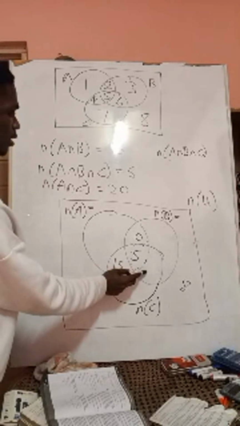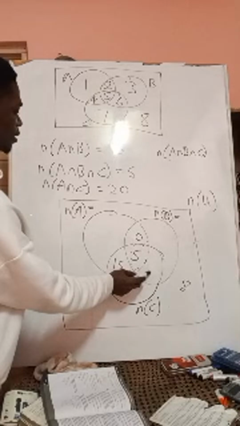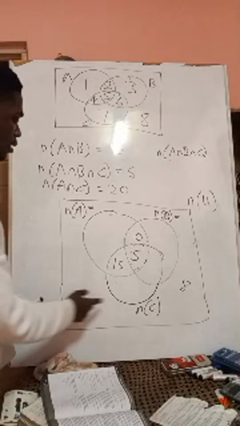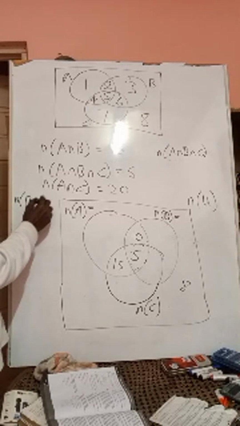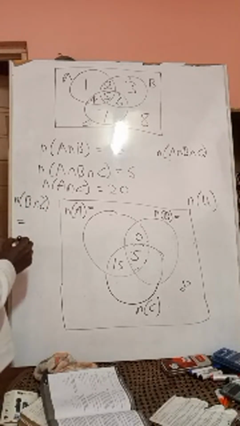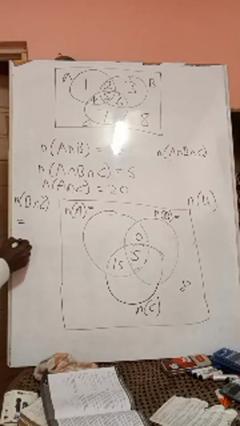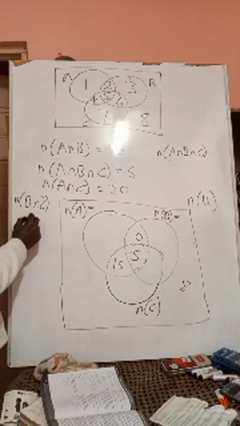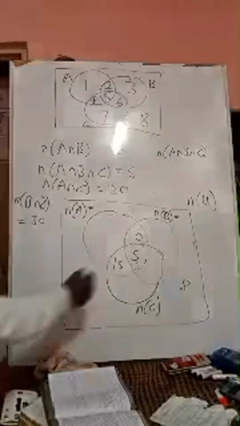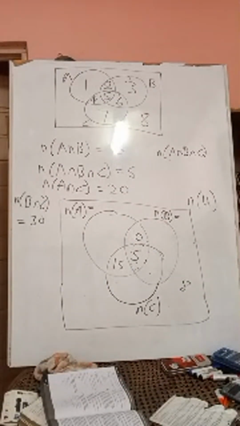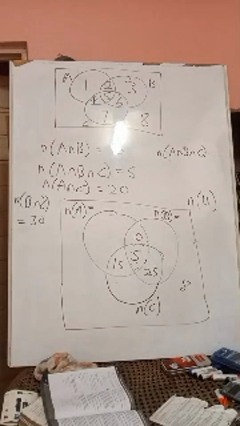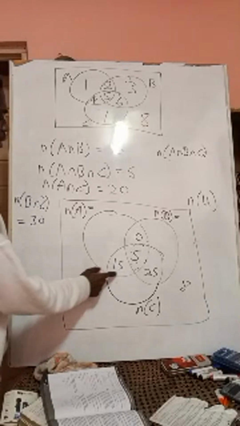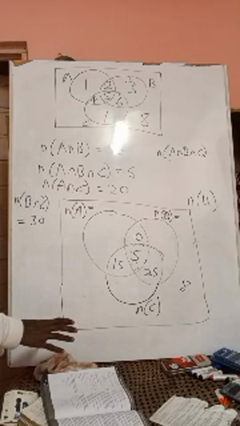Now let's come back to this side. This is C. When they say the number of B intersection C equals 30, what will be region 6? 25. Fantastic. So now you have to realize this. Do you understand right now?